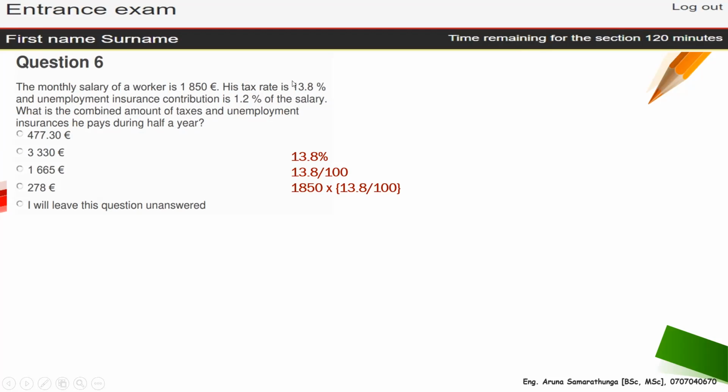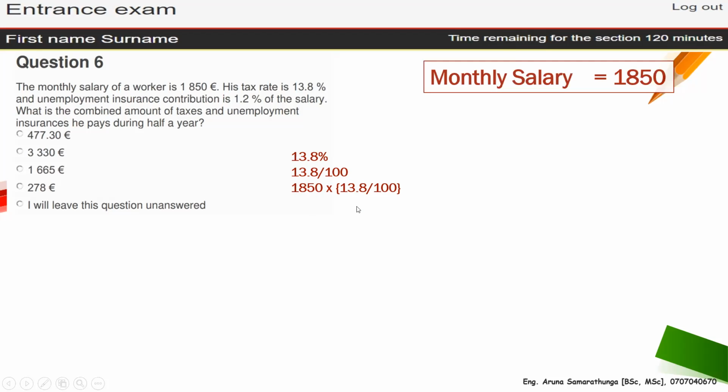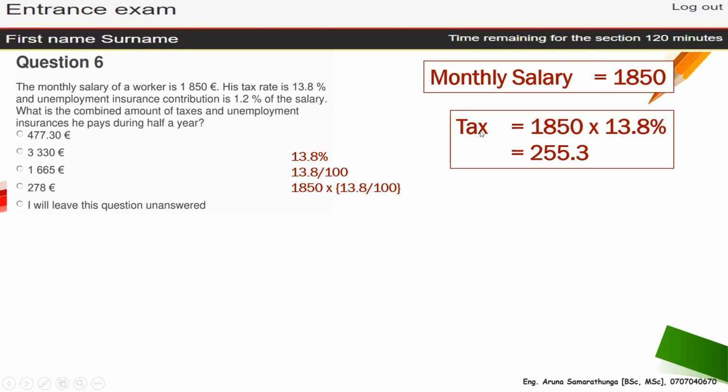If you take 13.8%, you can represent that as 13.8 divided by 100. Then you can multiply by the given thing, 1,850, multiplied by this one. The same thing is going to be done here. The monthly salary is this, so the tax payment is this much.